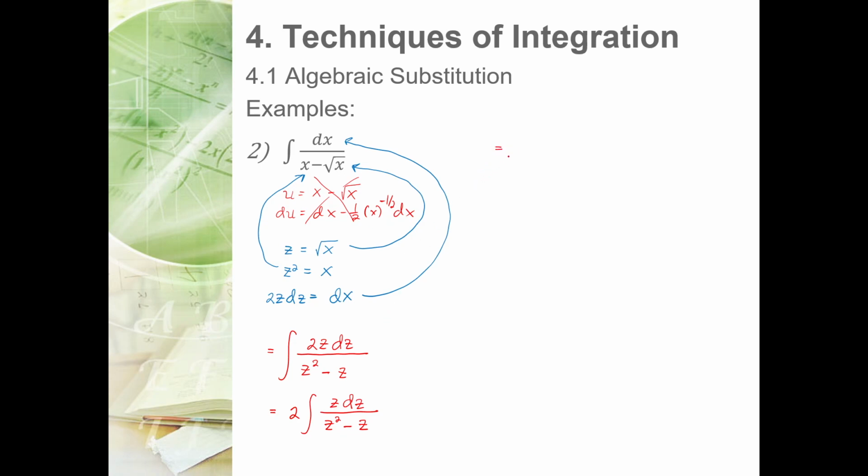Okay, so I think we can still simplify the term earlier. So in the denominator, we can factor out z. So z dz all over z, then we have z minus 1. Then cancel out z, so the remaining expression is now 2 integral of dz all over z minus 1.